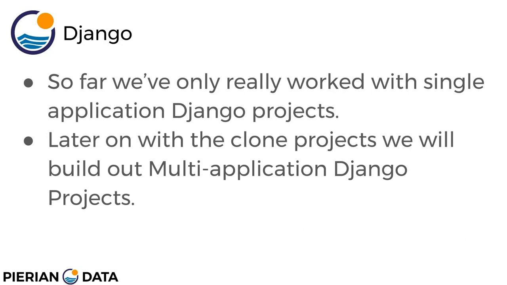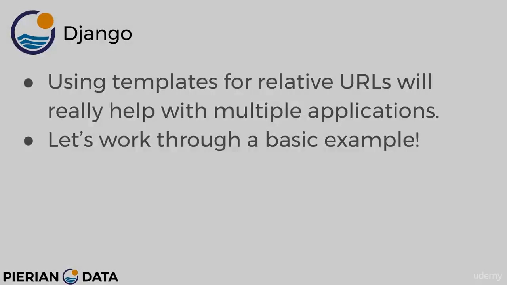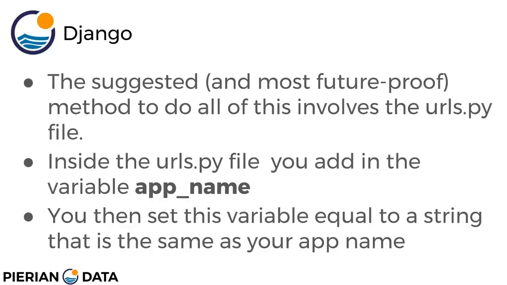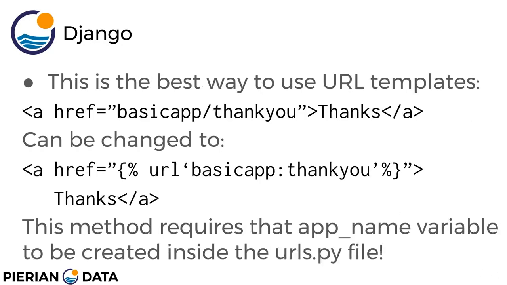So the suggested and most future-proof method is to do all of this with the urls.py file. So inside the urls.py file, you add in the variable app_name. You then set this variable equal to a string that is the same name as your application name. And so this is currently the best way to use URL templates. This most future-proof example, and I believe the simplest example of the way to use this, looks like this.